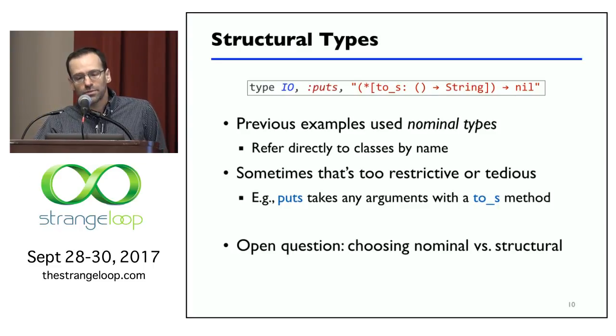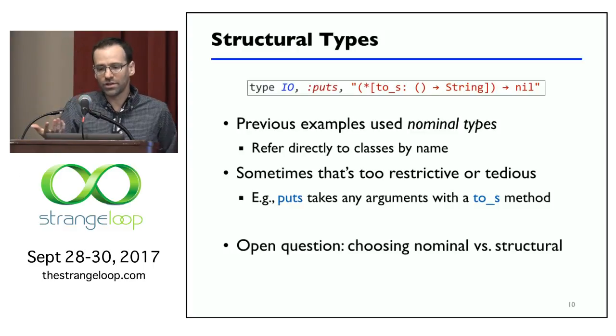So the types so far that I showed you, they all use names, right? They're all nominal. They just refer to classes. And most of the time, I think that's what you want, but some of the time that's too restrictive. So for example, the puts method just prints something out, and it prints almost anything out. So I don't want to have to list every single class that puts could print because there's essentially an unbounded number of them, right? So instead, we can use one of these structural types where puts takes 0 or more arguments of some kind of object that has a to_s method that takes nothing and gives you a string.